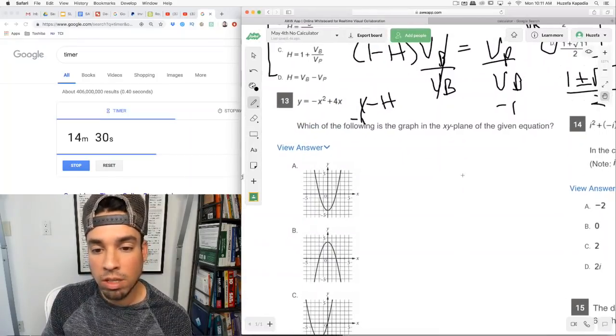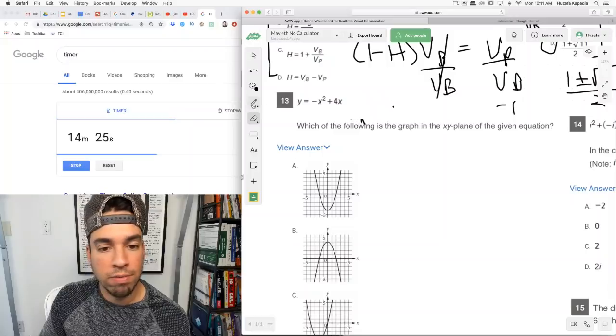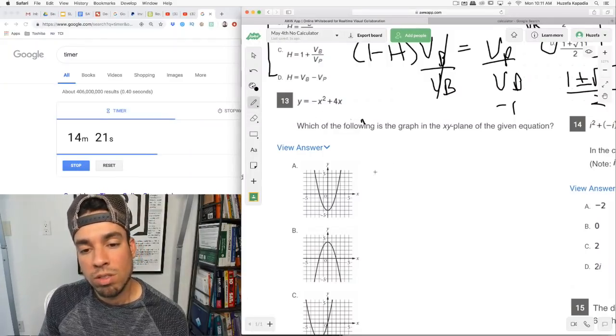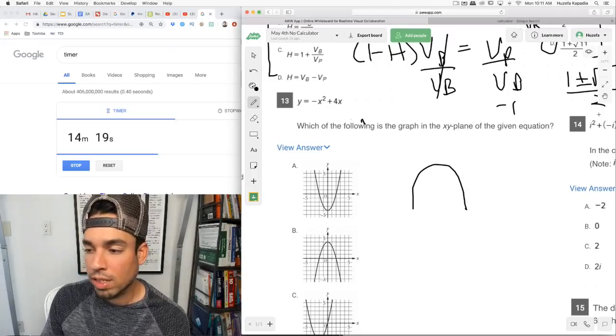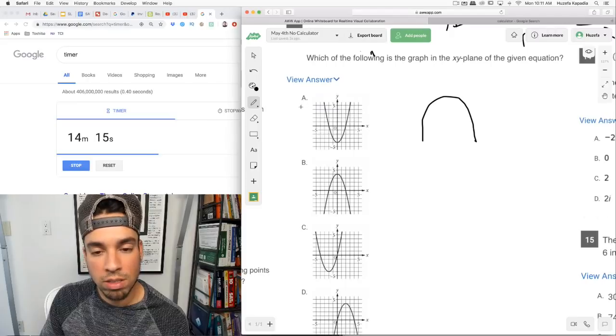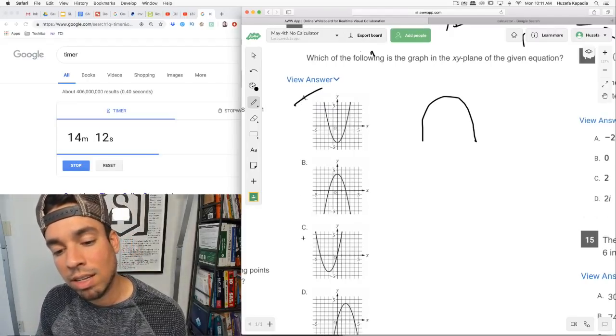Next, 13. Which of the following is a graph in the xy plane of the given equation? Boom. So it's negative x squared. First of all, it's a quadratic going down. Okay, we know that. So I'm going to eliminate, because the x squared term is negative, so that's out and that's out.